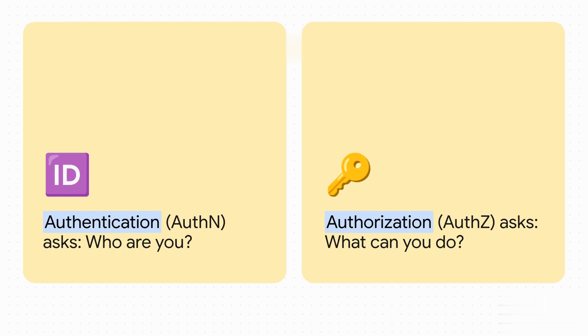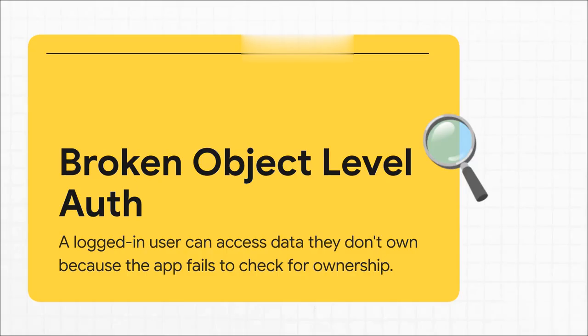Authorization, or authz, comes next. It answers the question, okay, I know who you are, now what are you actually allowed to do? And the most common mistake here by far is something called Broken Object Level Authorization, or BOLA for short. This is what happens when your application confirms that a user is logged in, but then it fails to check if they actually own the specific piece of data they're trying to look at. It's really just a failure to check ownership.